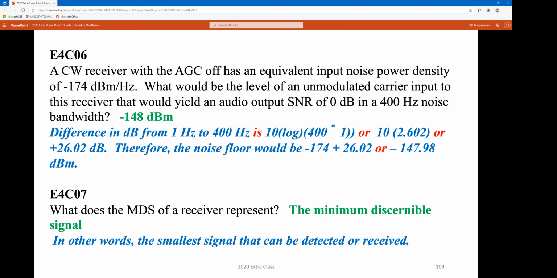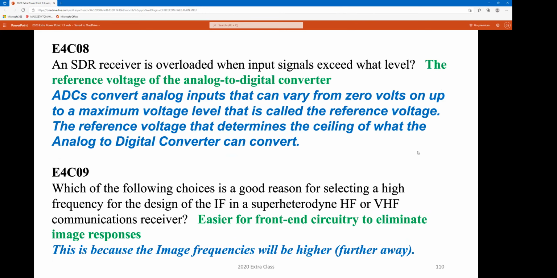What does the MDS of a receiver represent? That's the minimum discernible signal. Question 8, an SDR receiver is overloaded when input signals exceed what level? That's the reference voltage of the analog to digital converter. The reference voltage is the highest voltage it can work on.